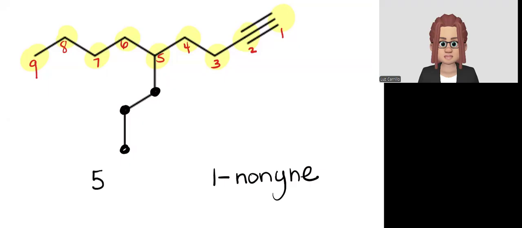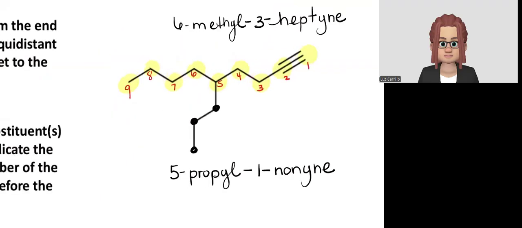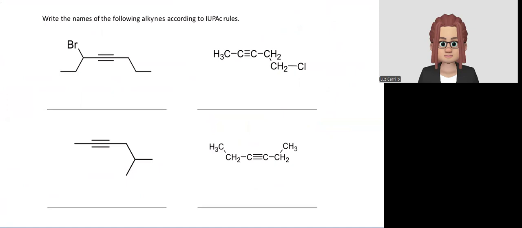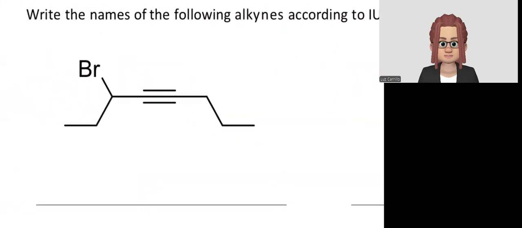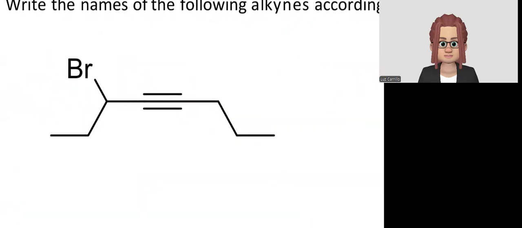At carbon number 5, that's called the propyl group. So the name of this alkyne is 5-propyl-1-nonyne. Make sure that you practice from the worksheet that has been provided for this concept. Let's do one practice together. Take a moment and name the following alkyne.